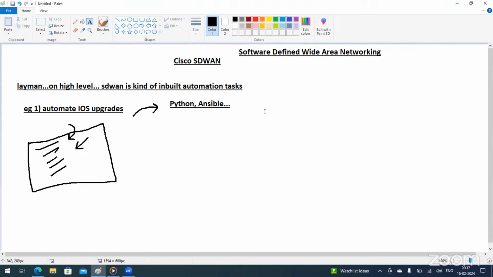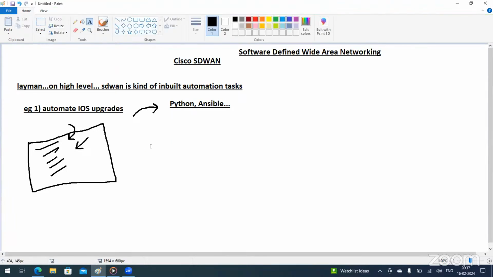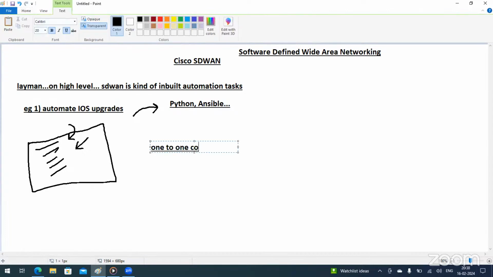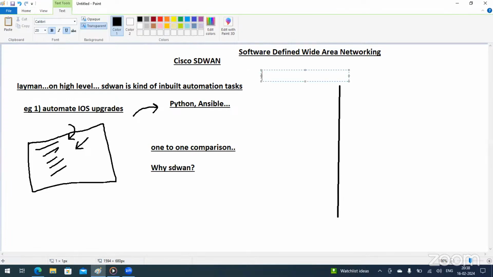Throughout the course, when we talk about SD-WAN, I usually take a one-to-one comparison to understand why exactly we need SD-WAN. Why SD-WAN, why not something else? And what are the challenges that we see? We can draw one straight line: on the left-hand side, these are the legacy things, and on the right-hand side, we have the SD-WAN side of things.